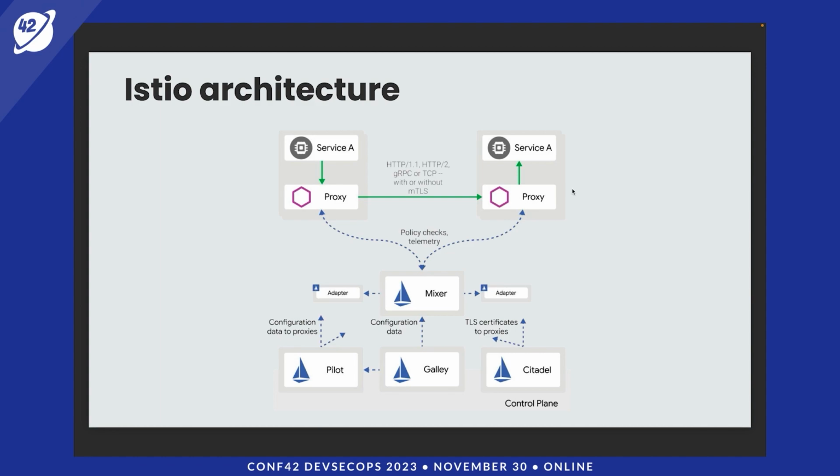For example, Citadel was a part of the control plane which used to generate the TLS certificates and communicate them to the new pods or sidecar proxies. There was a Mixer which used to take care of the telemetry related data, and there was Galley that used to make sure your configurations are correct. But with the newer version of Istio, all these components are consolidated inside the Istio control plane.